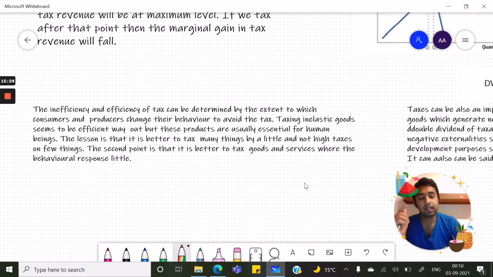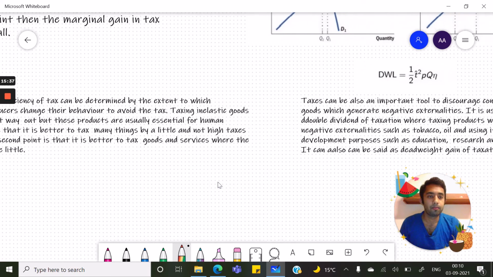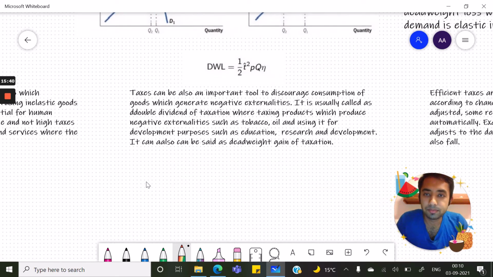And obviously the tax structure at large should be such that it creates the least distortions. It attracts the least behavioral response from the consumers, right? So now, I mean, usually the citizens see taxes as a negative thing for the economy, right? But taxes can also become an important tool to discourage consumption of goods and services which generate negative externalities. So this is usually known as the double dividend of taxation.